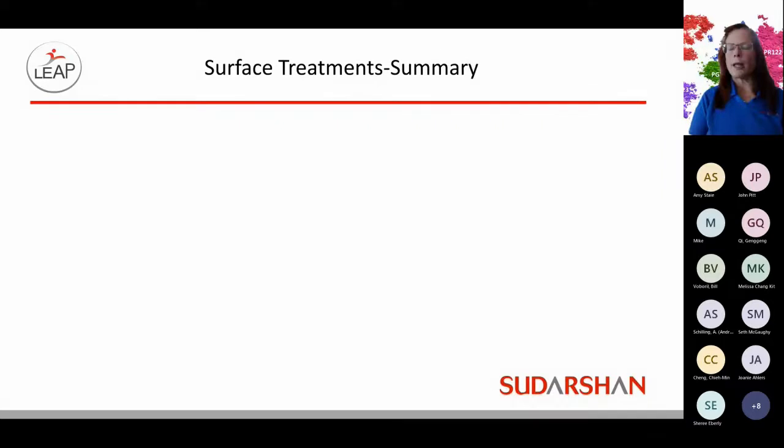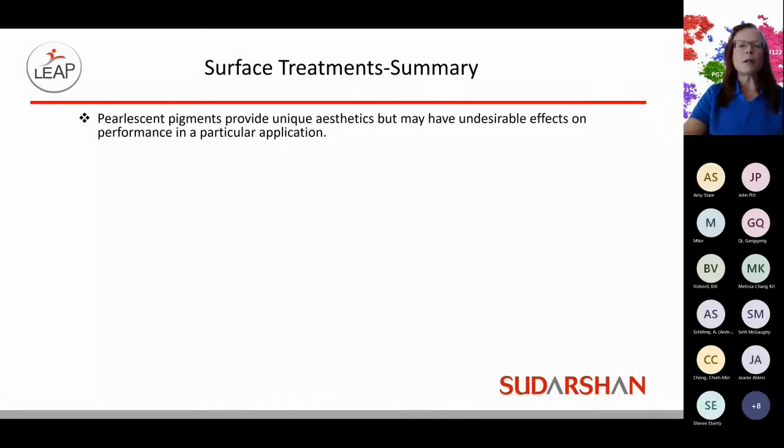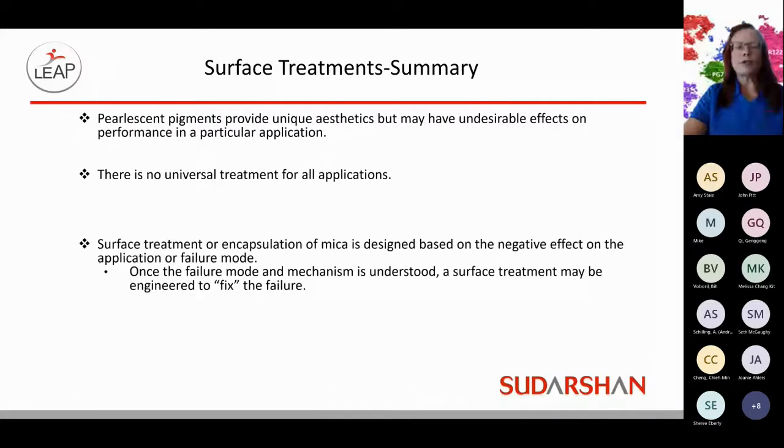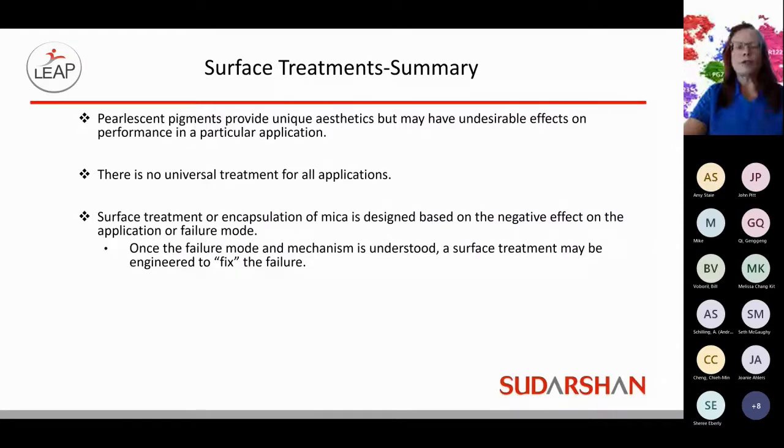So in summary, as far as surface treatments are concerned, pearl pigments do provide that unique aesthetic, but they may come with some undesirable effects in performance. So these surface treatments are then used to address those performance needs. There is no universal treatment for all applications. As I mentioned, we want to be able to match the treatment or encapsulation to that negative effect, so that we're designing the failure mode out of the system.